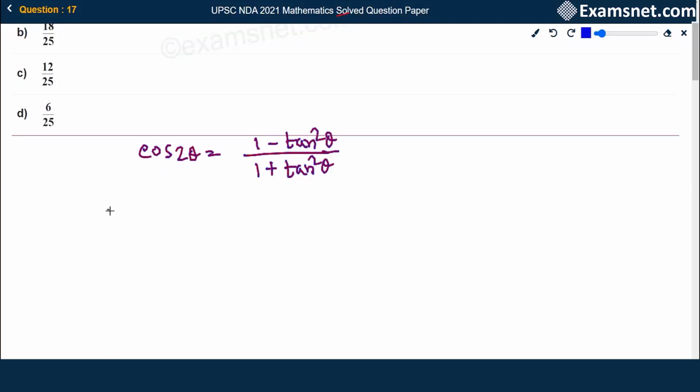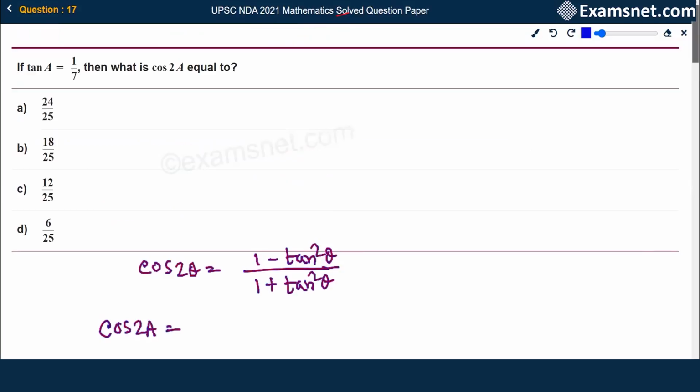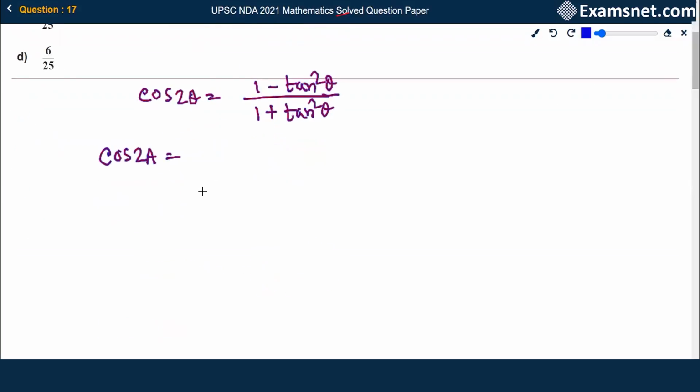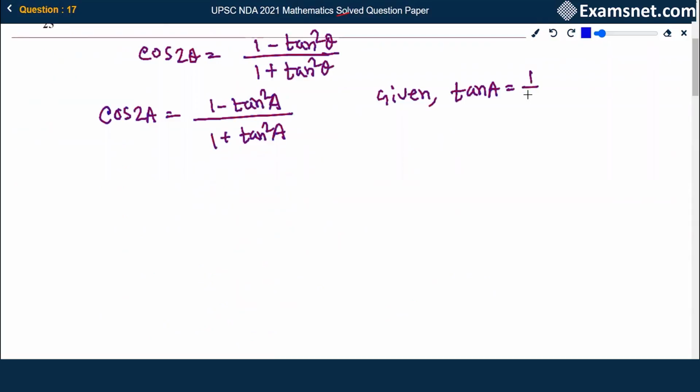Further, we can write the same formula as cos 2A, since here we are given the value of tan A, so we can consider the angle A: (1 minus tan square A) by (1 plus tan square A), correct? Given tan A equals 1 by 7. Let's put the value here: 1 minus 1 by 7 whole square by 1 plus 1 by 7 whole square.